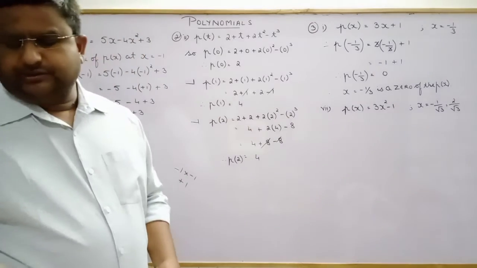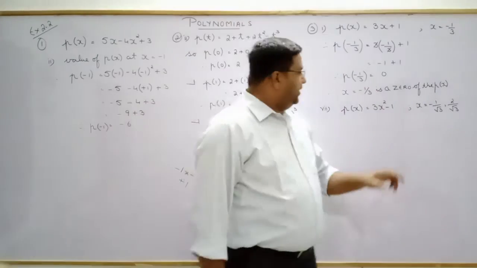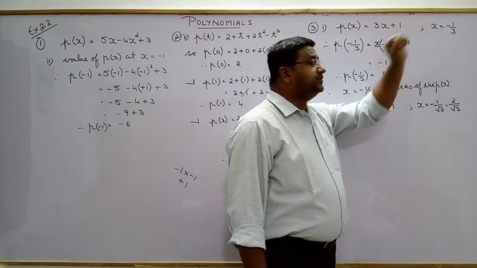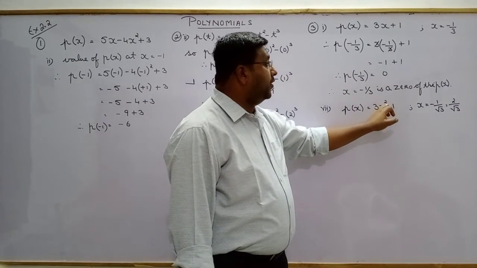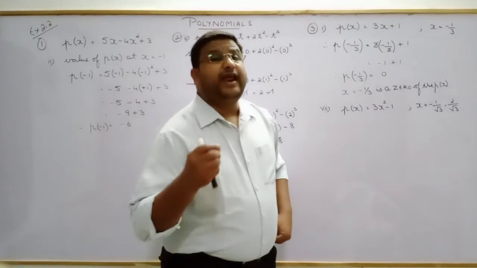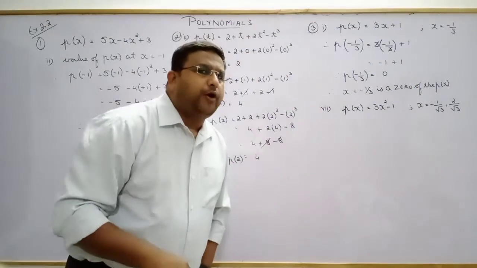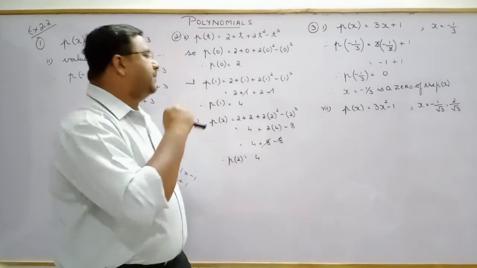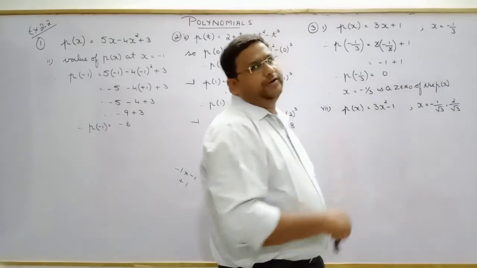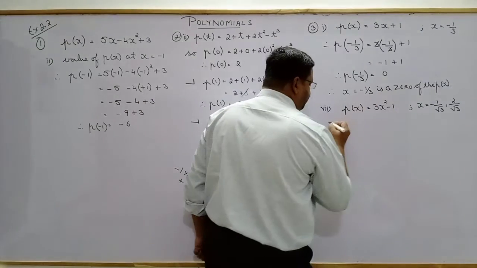So what is the difference in these two? Here it was a binomial, linear polynomial, with x to the power 1, so only one value of x was given. Here it is a quadratic polynomial, degree is 2. So every linear polynomial has one and only one zero. Quadratic polynomials can have two zeros. Cubic polynomials can have three zeros. So the number of zeros depends on the degree of the polynomial. That I'll write over here. We can discuss it. Check over here now.